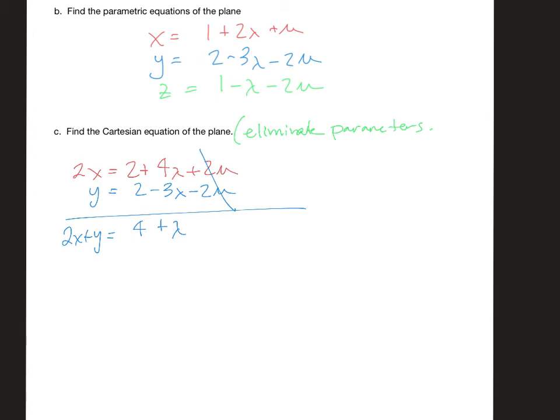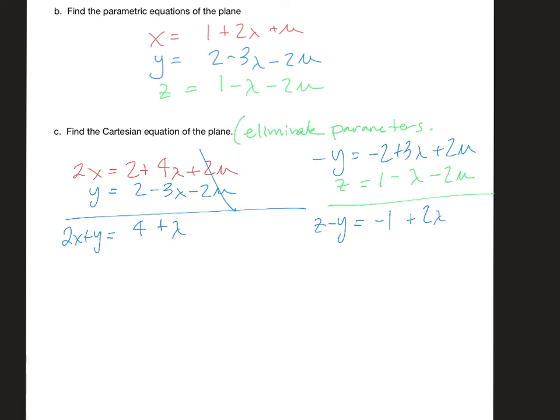Now I'm going to go back to my originals up top, the red, the blue, and the green, and I'm going to find a way to get rid of mu again, which means I think I just have to multiply the second one by -1. So let's change the second one to negative y equal to -2 plus 3 lambda plus 2 mu. And the green one I'm just going to bring over. Z equals 1 minus lambda minus 2 mu. Adding those straight up and down, I end up with z minus y equals -1 plus 2 lambda.